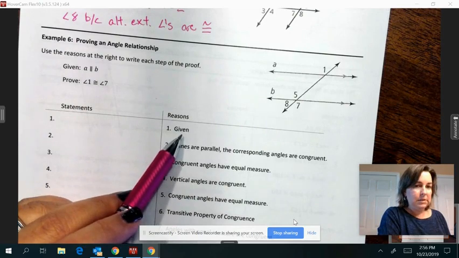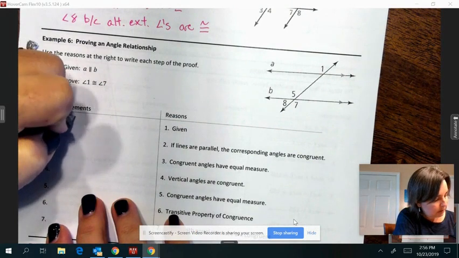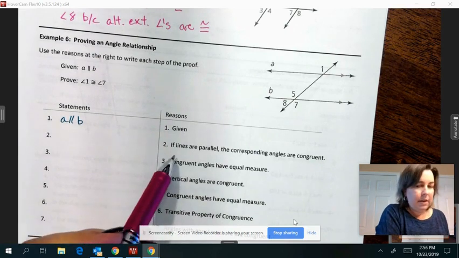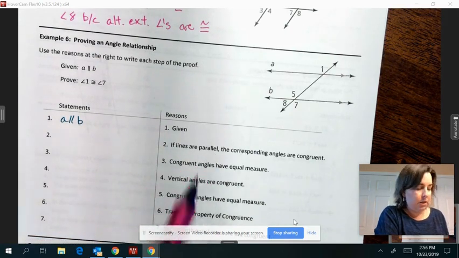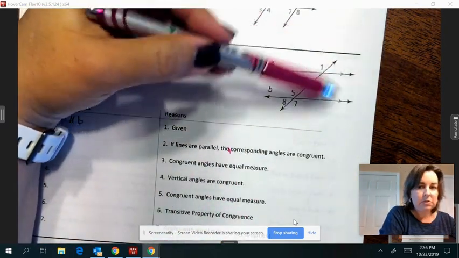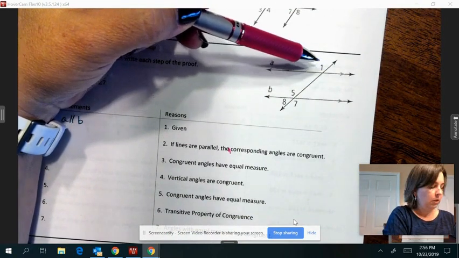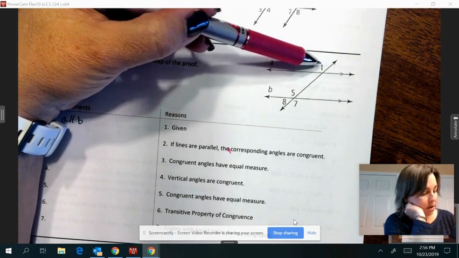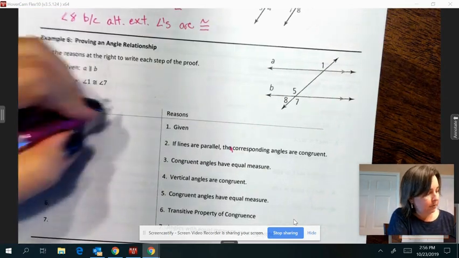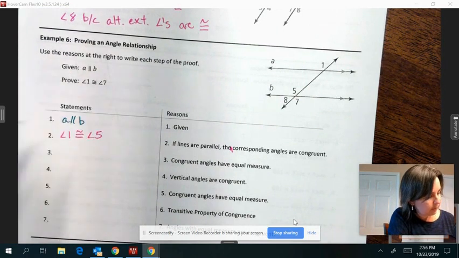Okay, so the first reason is given, so the information that was given is A is parallel to B. I'm going to write that in there. And then the next reason says if lines are parallel, then corresponding angles are congruent. Put an N in there. So in this picture, there's only one set of corresponding angles that are marked. So angle 1 is the only number up here, so it's got to be something with angle 1. So if I cut out angle 1 and slide it down, it's going to appear exactly on top of angle 5. So we're going to put angle 1 is congruent to angle 5.